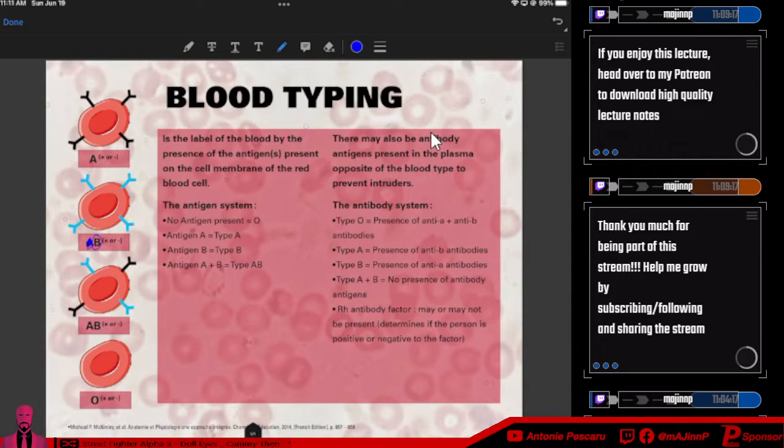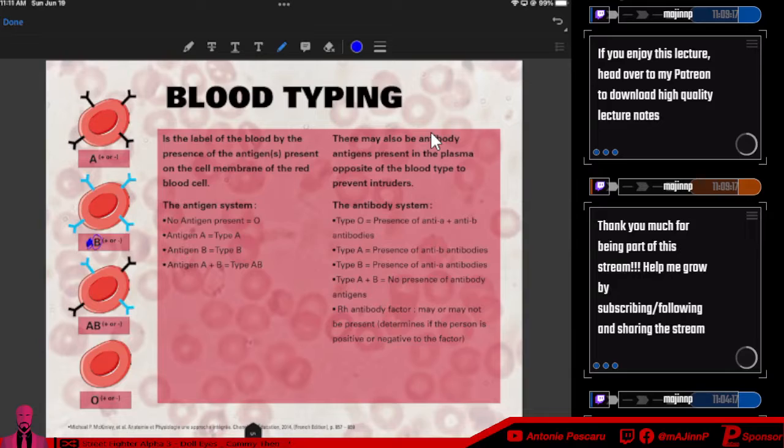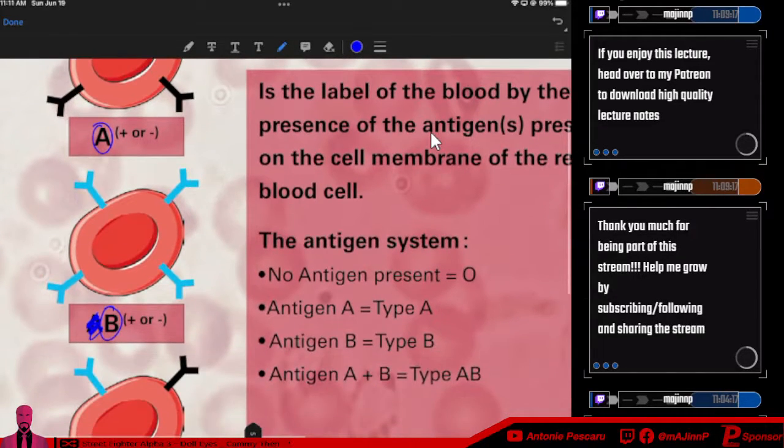Now, as I was saying here, there may also be antibodies present in the blood opposite to the other type. So, for example, if you're the A type, you're going to have, in return, B antibodies circulating in the blood. That way, to prevent intrusive blood that is not of your type when you're getting a blood transfusion.